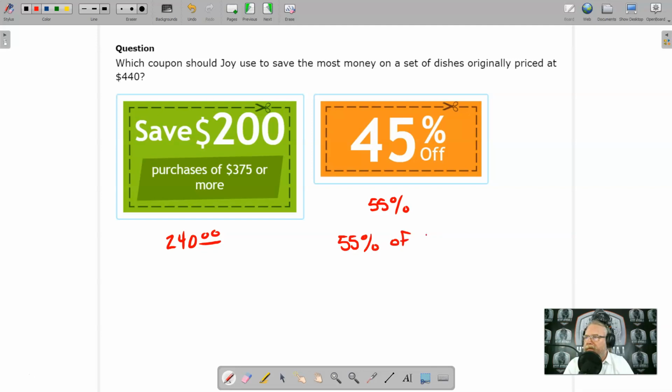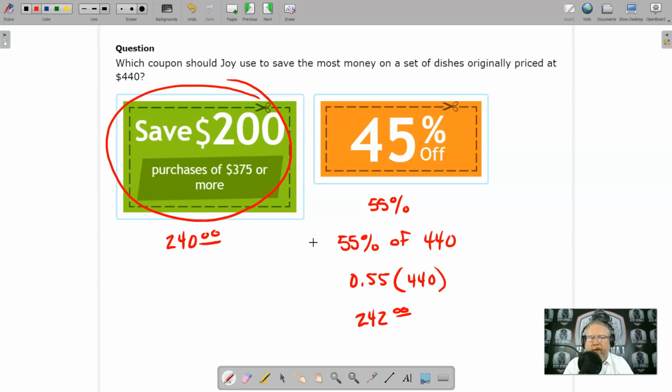So 55% of 440. Let's see what that is. That's going to be 0.55 as a decimal. We're going to multiply that times 440. And whenever we do that, 0.55 times 440, it's going to give us $242 dead on, right? Which is cheaper. 240 is less than 242. So we want to use the Save $200 coupon.